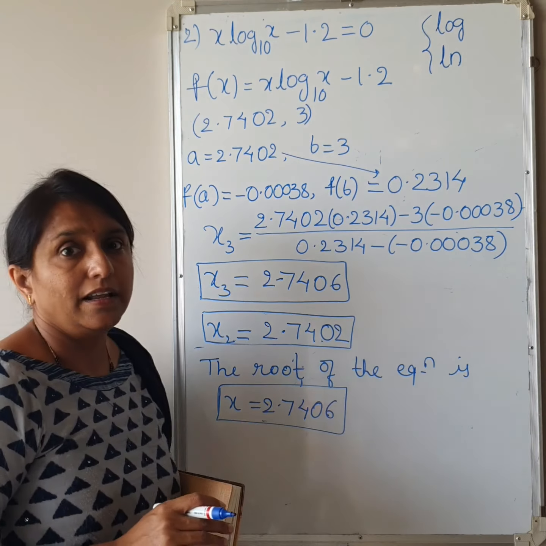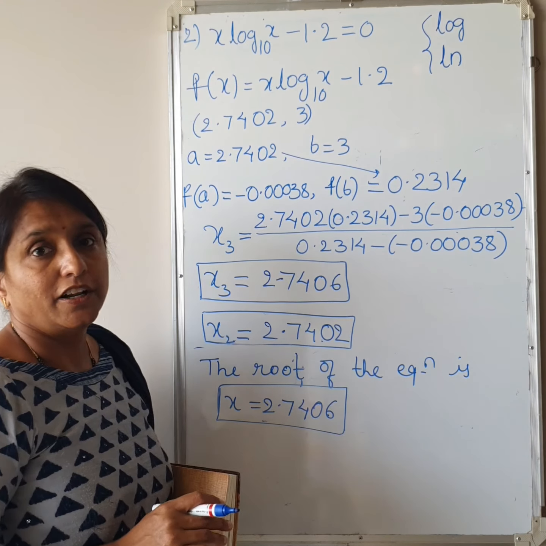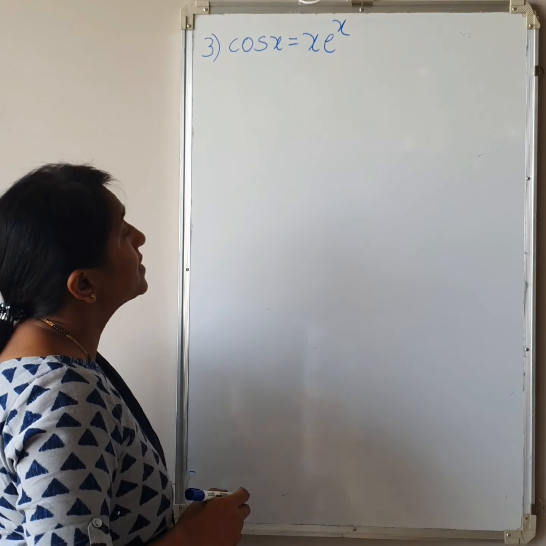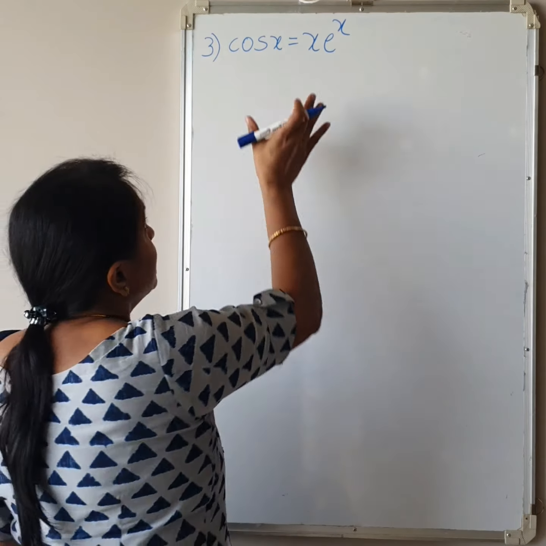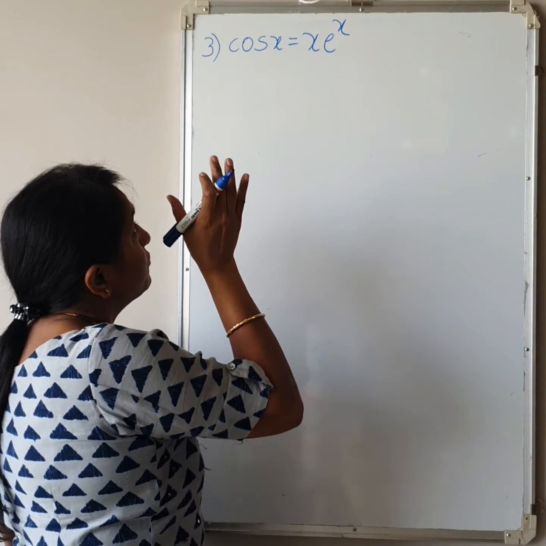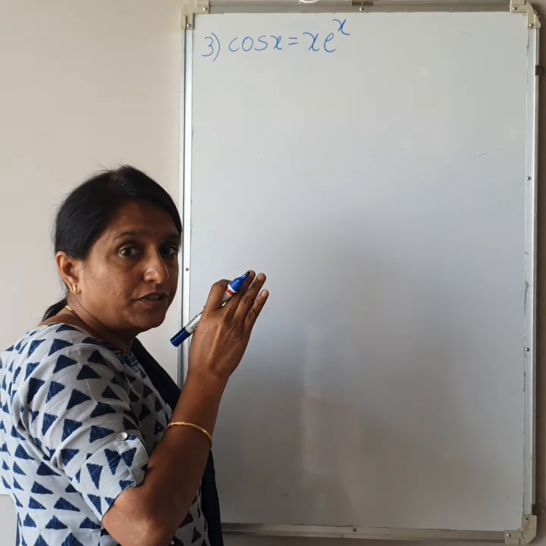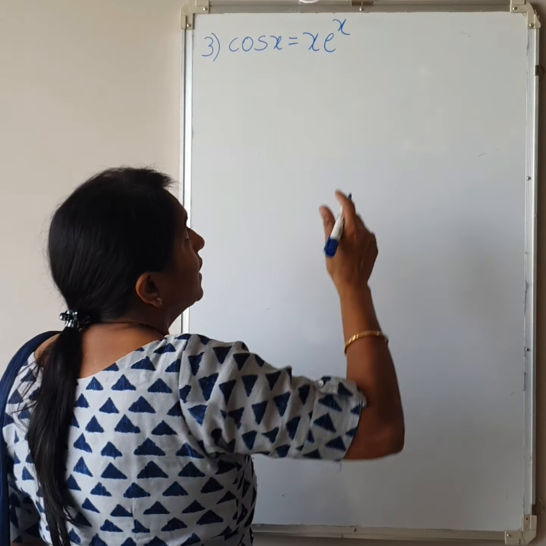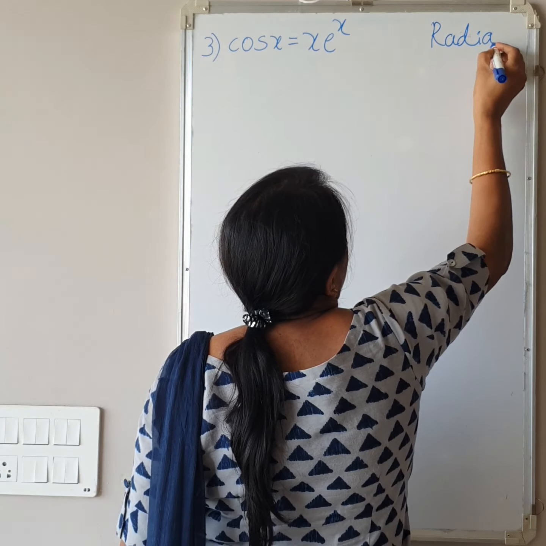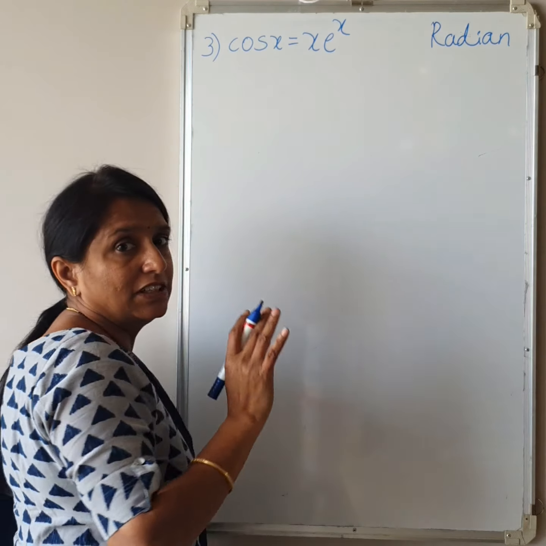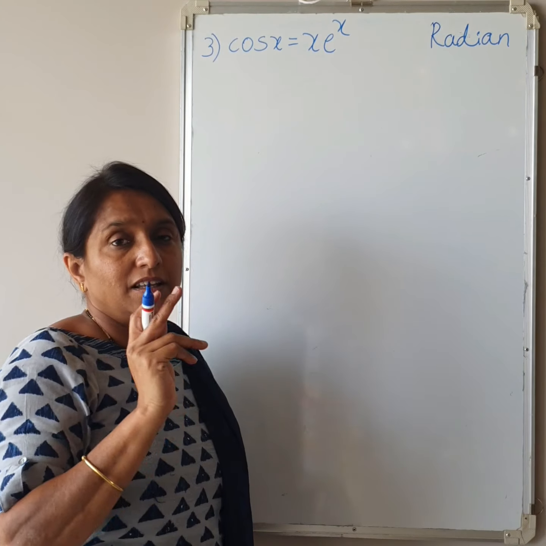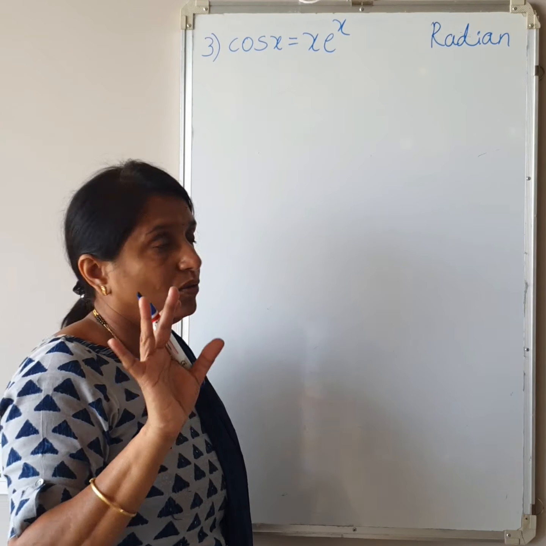Let us consider next example, that is on trigonometric function. So now third example is cos x is equal to x e raised to x. Here trigonometric function is there. When trigonometric function is there, first observe the equation. If trigonometric term is there, then keep your calci in radian mode. That is very important. If you calculate it directly, then definitely your answers will be wrong.